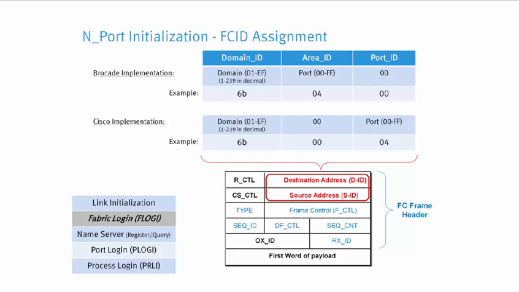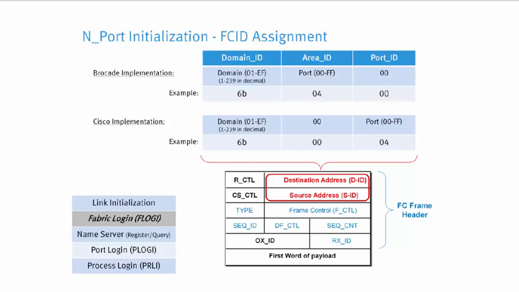Each switch is assigned a unique domain_ID between 1 and 239. It is the switch domain_ID that becomes the first byte of the address for every N_port attached to that switch. Now this is where it gets interesting, because the FC standard allows some leeway in how the last 2 bytes in the addresses are assigned. The 2 major switch vendors, Brocade and Cisco, each have a different way of allocating these last 2 bytes.